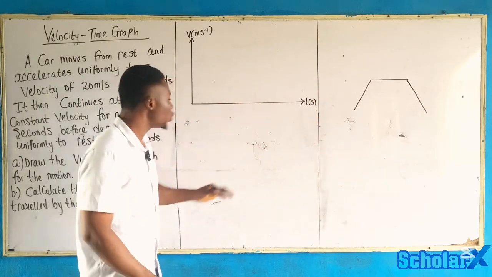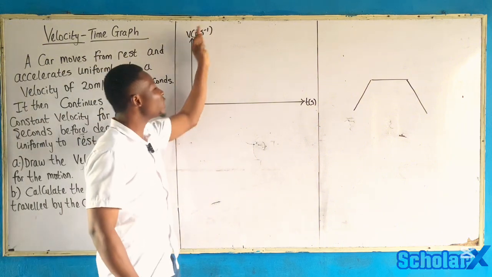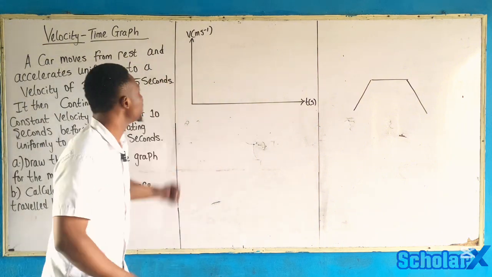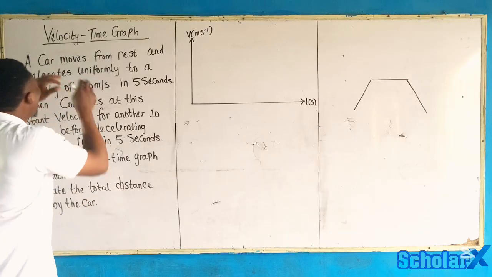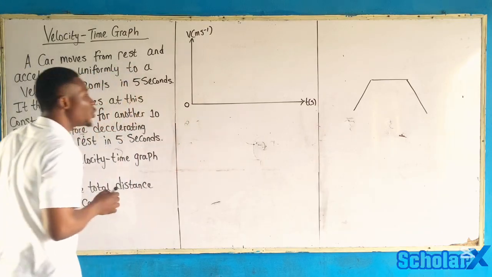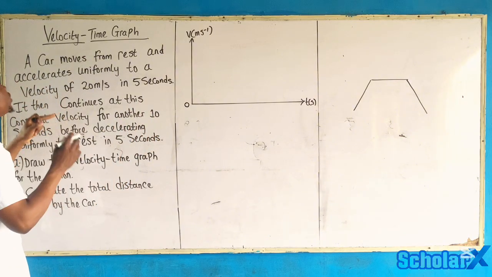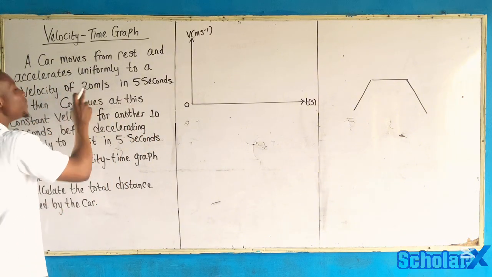So what are we asked to do? Draw the velocity time graph for the motion. So velocity time. All right. Now let's go back to the question again. A car moves from rest. Of course, from rest it means from the 0 point, right? From the origin. So a car moves from rest and accelerates uniformly to a velocity of 20 meters per second.